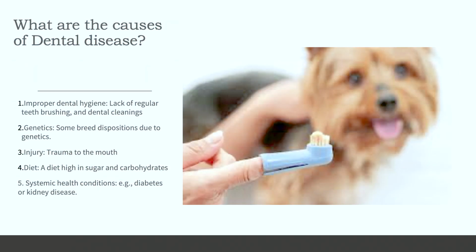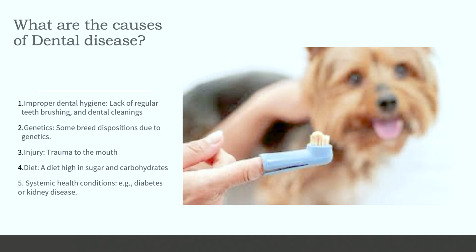What are the causes of dental disease? So number one is usually improper dental hygiene. Lack of regular teeth brushing and dental cleanings can lead to plaque buildup and tartar, which can cause gum disease and tooth decay. Genetics. Some animals are predisposed to dental problems just due to their genetics. Injury. So trauma to the mouth can cause tooth damage or loss and may lead to further dental problems. Diet can play a role. A diet high in sugar and carbohydrates can lead to plaque buildup and contribute to dental disease. And of course, aging. As animals age, they are more susceptible to dental problems, including gum disease and tooth loss.